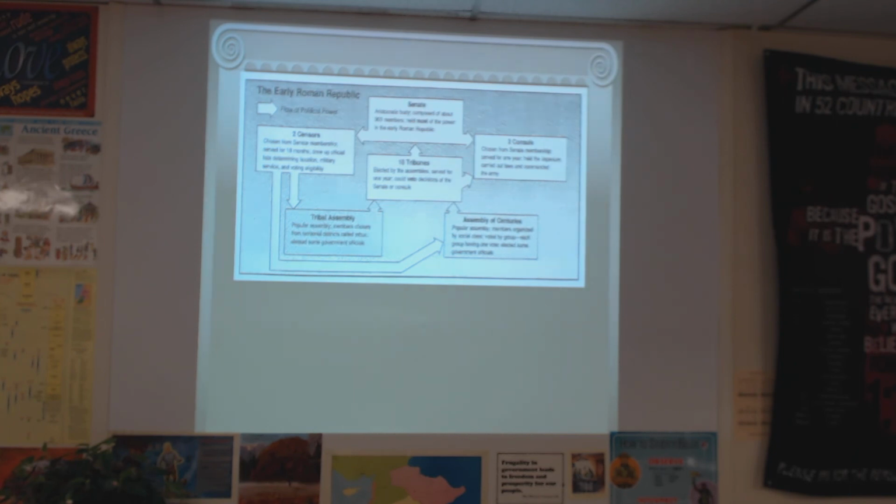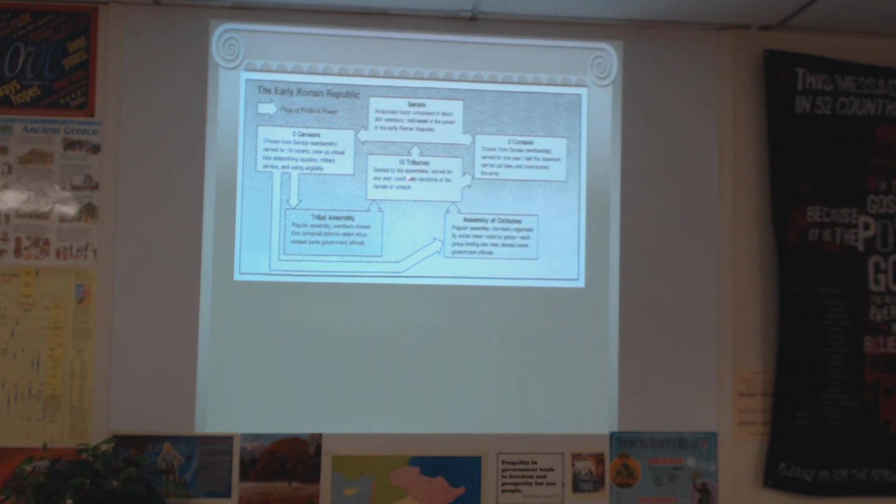Now let's move down, as the flow goes down, to the tribal assembly. You can see it's a popular assembly. The members were chosen from territorial districts called tribus, and they elected some government officials. So this is an attempt to involve more people in government aside from the 300 patricians. These are for people from outside areas, outside of Rome, and they are given the opportunity to elect tribunes, coming from both of these. But we'll just deal with it as it relates to the tribal assembly.